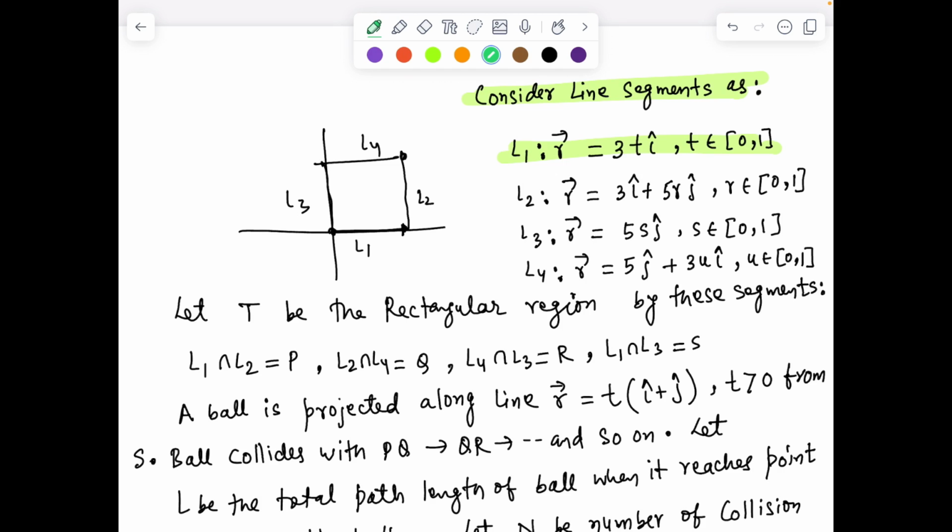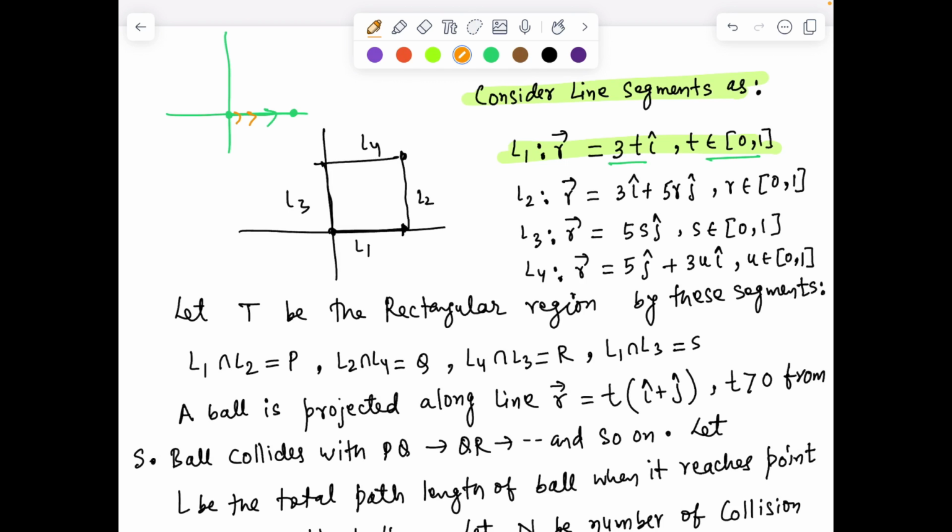L1 is such that R vector is 3t i. Now what is the meaning of 3t i? t is running from 0 to 1. So you can play with the question like this. Let's say if I keep t as 0, I'll get the 0 vector in the xy plane, right? If I keep t as 1, we'll get 3i cap. So we'll have a 3i vector over this. Similarly, for t equals half, we'll have 3 by 2.